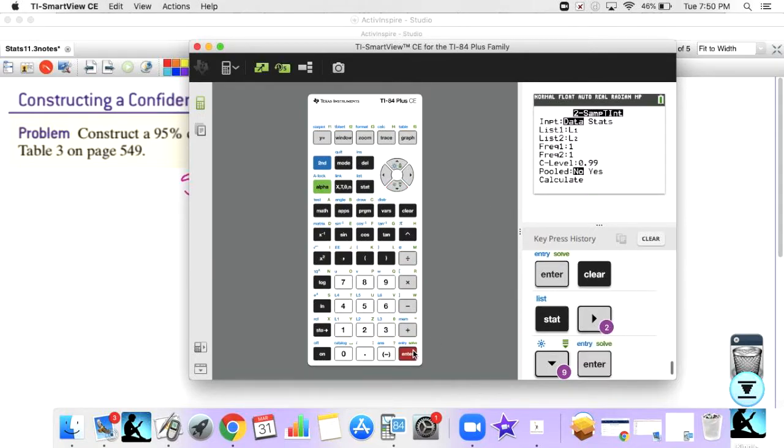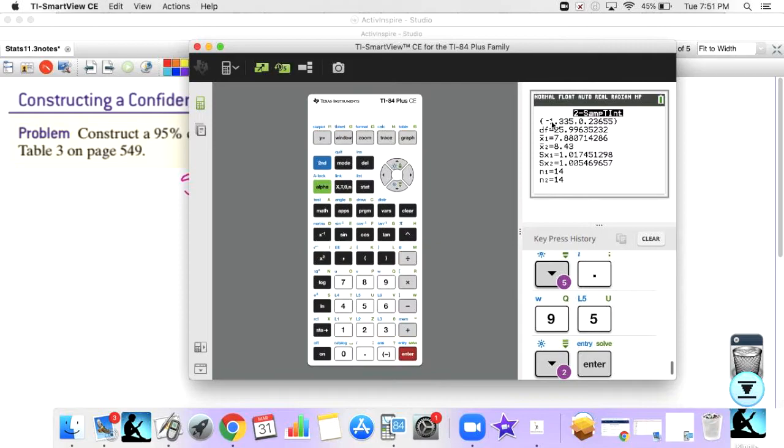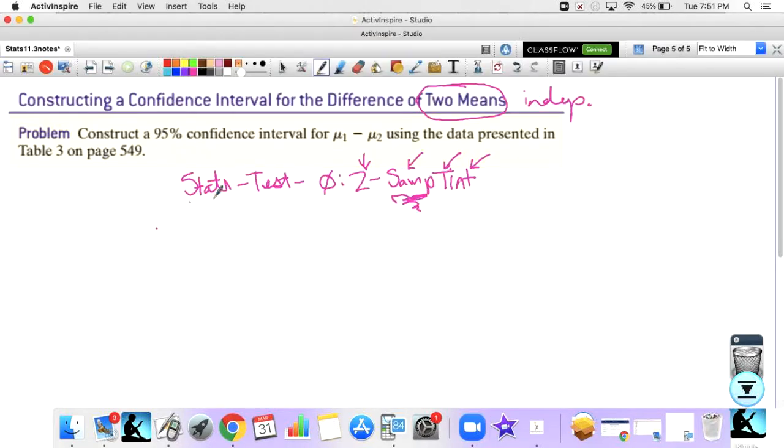Press enter. We still have our data plugged into L1 and L2. If we had stats, we would go over here. We want a frequency of 1. And we do need a confidence level of, it says over here, 95. So I'm going to type that in, 0.95. It is not pooled data, and we are going to calculate. And we get that our interval is going to be negative 1.335 to 0.23655.